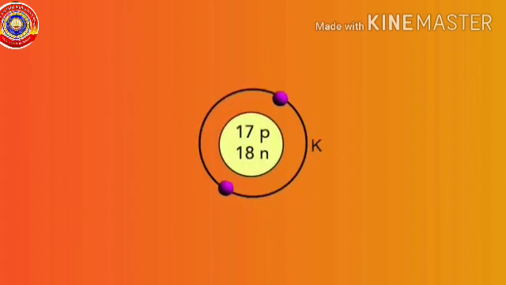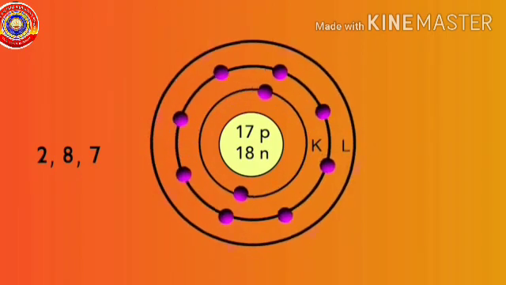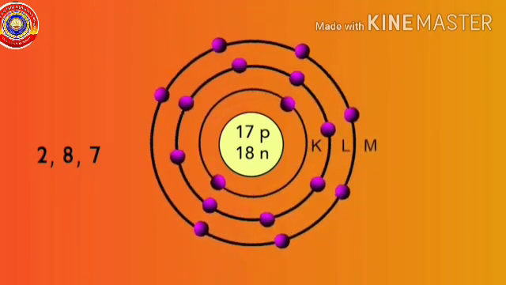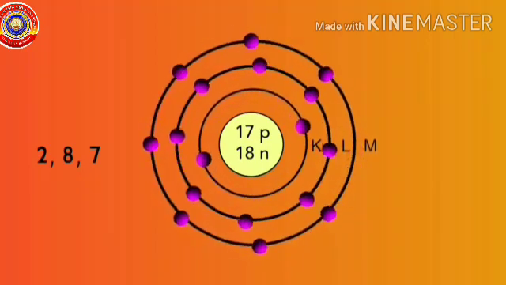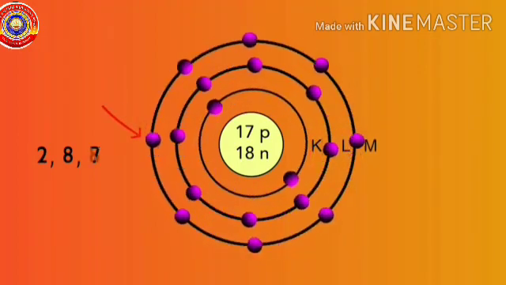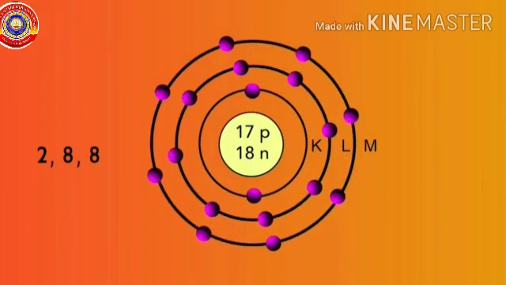In chlorine, the atomic number of chlorine is 17. Its configuration is written as 2,8,7. Chlorine contains 7 electrons in the valence shell, so it requires one more electron to attain its stability. Hence, chlorine atom receives one electron from sodium atom and attains octet configuration. Hence, the configuration is written as 2,8,8.